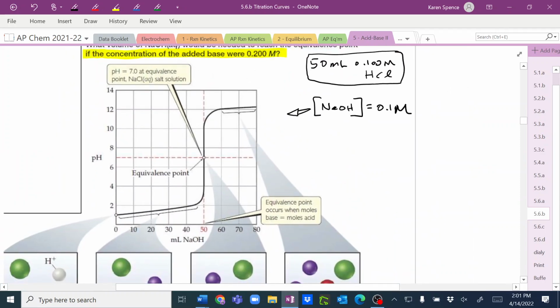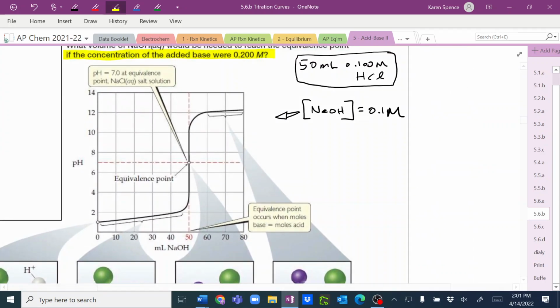So, because they are both 0.1 molar, does it make sense that the equivalence point takes place at 50 milliliters when we have 50 milliliters of the NaOH? Yes.